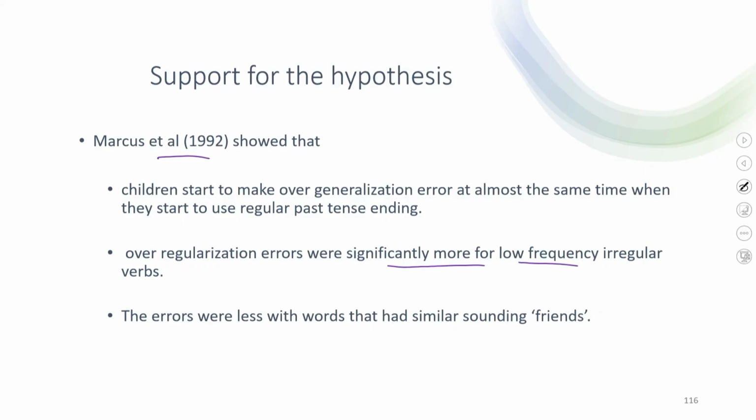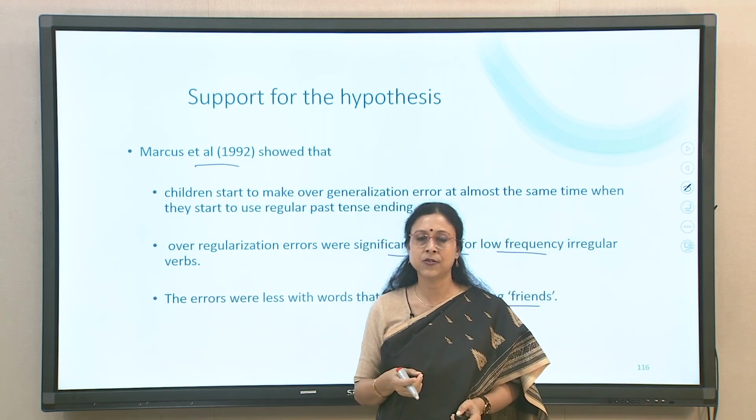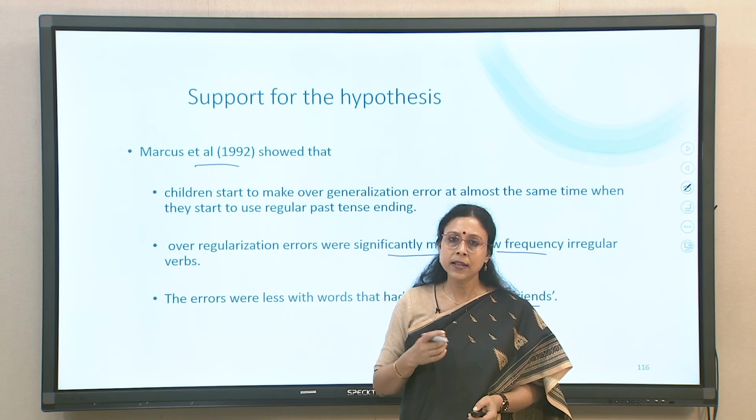The errors were less with words that had similar sounding friends. Again, another claim of the dual route hypothesis is that you take help from the phonological friends. So, if you have phonological friends, the errors will be less.